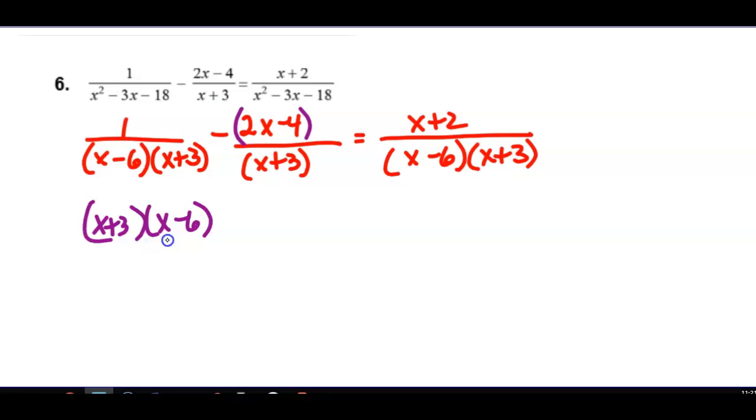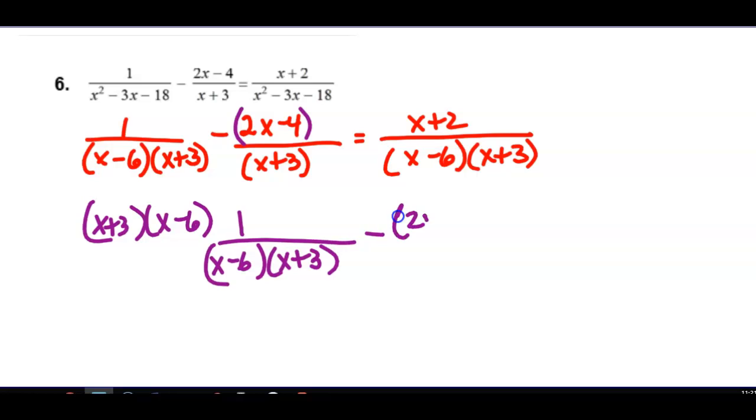So I'm multiplying through by that common denominator. I'm not getting a common denominator. I'm multiplying through by it so that my denominator goes away.